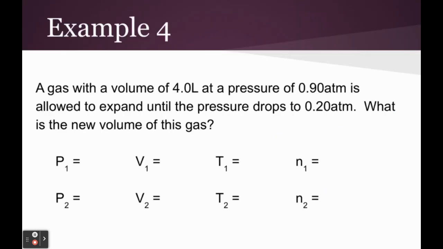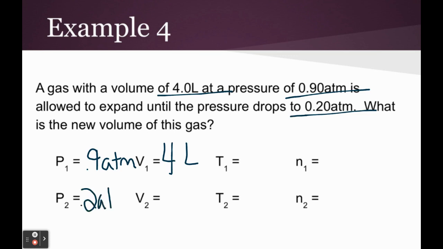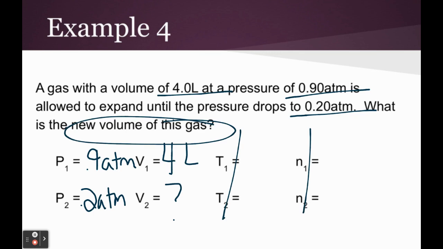Example problem 4 says a gas with a volume of 4 liters at a pressure of 0.9 atm is allowed to expand until the pressure drops to 0.2 atm. So 4 liters is our V1 and 0.9 atm is our P1. We are expanding the gas until the pressure drops to 0.2 atm, and we want to know what the new volume of this gas is, so we're looking for V2. No mention of temperature or moles, so we're not going to include those in this problem.